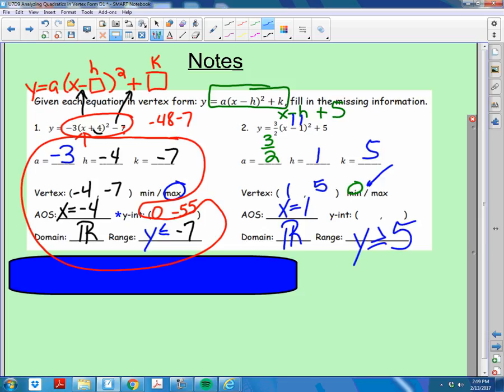Now, y-intercept. Y-intercept is where the x is 0. What'd you get, Luke? I got 0, 1.5. Okay, let's see. What's 0 minus 1?